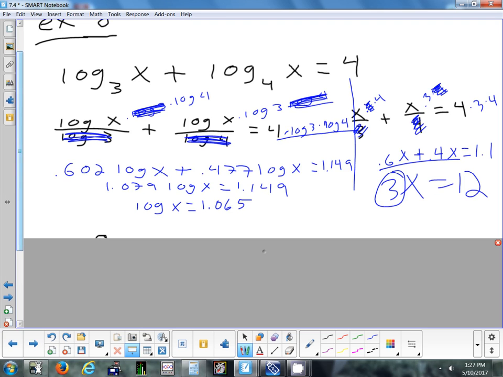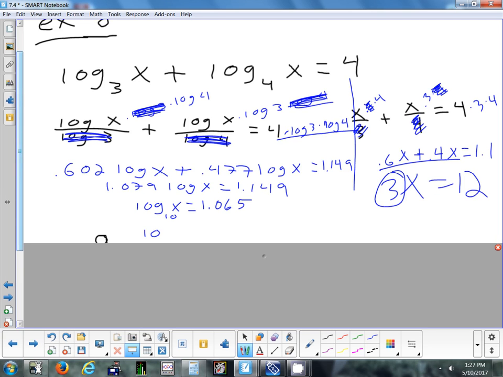So 10. And remember, logarithm always equals, what's that number going to become? The exponent. That's my exponent. And what's the only thing I haven't used? X. That's it. So whatever that comes out to, that's the answer. 10 to the 1.065 power. Okay, I'm not going to do that out.